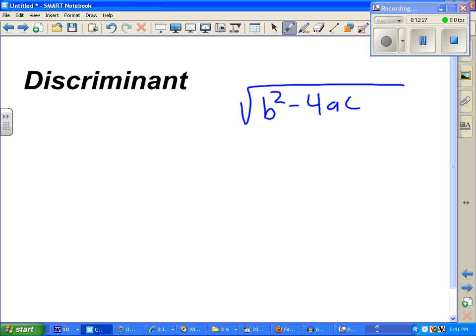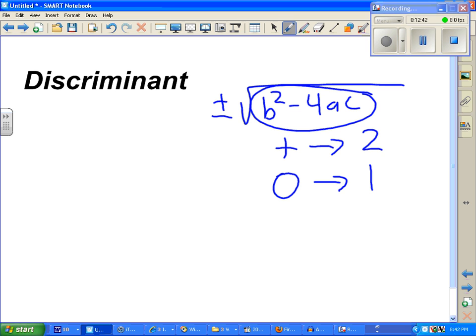Now, why is this important? Well, if the answer to this piece right here is positive, what's going to happen? How many answers are we going to have? We're going to have 2 because it's plus or minus. If this answer is 0, we're going to have 1 answer because the whole thing cancels out. If this ends up being negative, I now have imaginary numbers. So how many real answers do I have? How many times does that thing cross the x-axis? 0. Okay? So the discriminant is b squared minus 4ac.